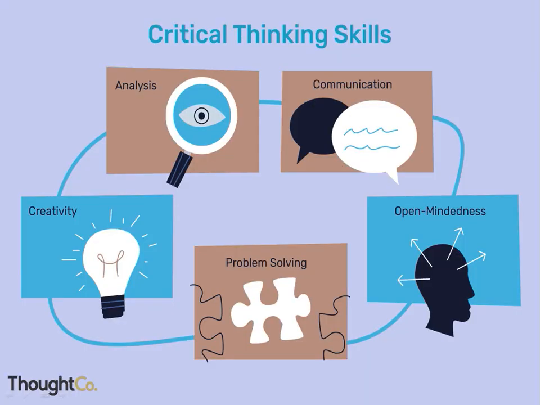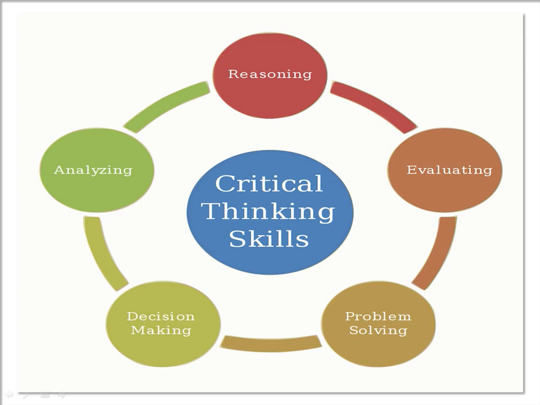So then we have to know about the pictures and figures mentioned in our textbooks, critical thinking skills. So the critical thinking skills are analysis, communications, open-mindedness, problem solving, creativity. These are the critical thinking skills. There are some other critical thinking skills. They are reasoning, evaluating, problem solving, decision making, analyzing.